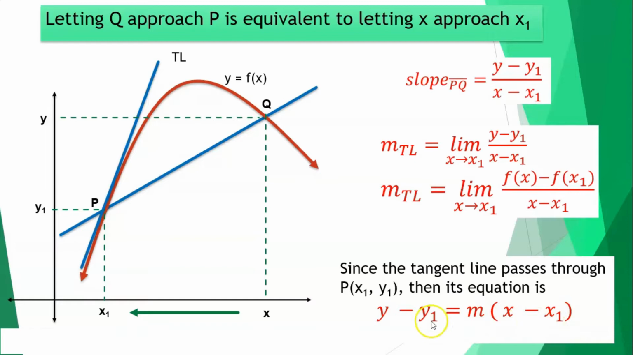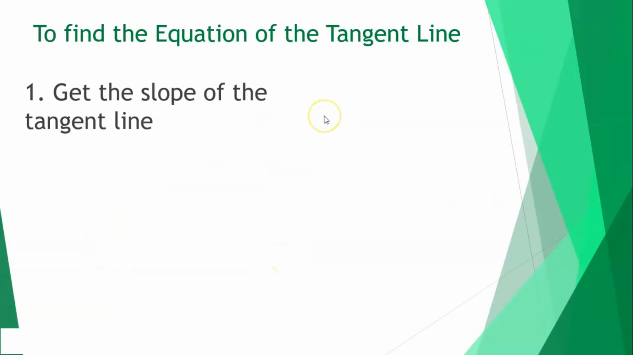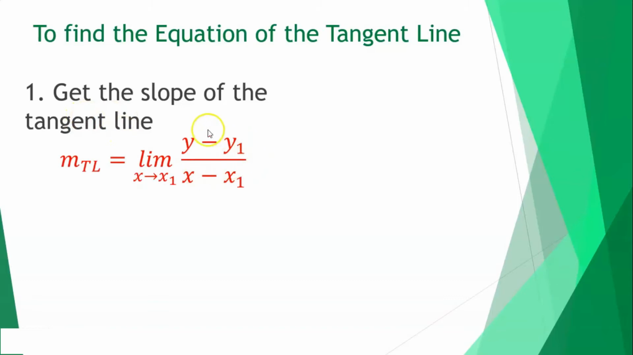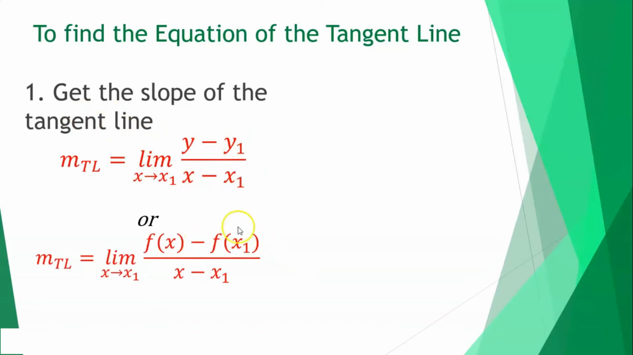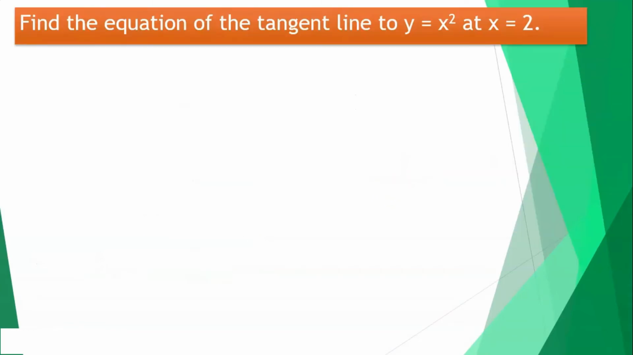which is the point-slope form. So again, to find the equation of the tangent line, the first thing to do is get the slope of the tangent line using this formula, or you can make use of this. They would end up with the same value. Then number 2, substitute in the point-slope form. So let's have an example.